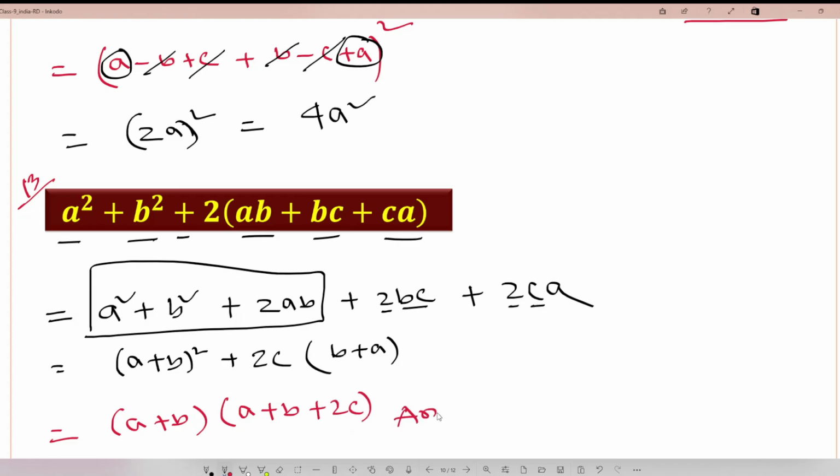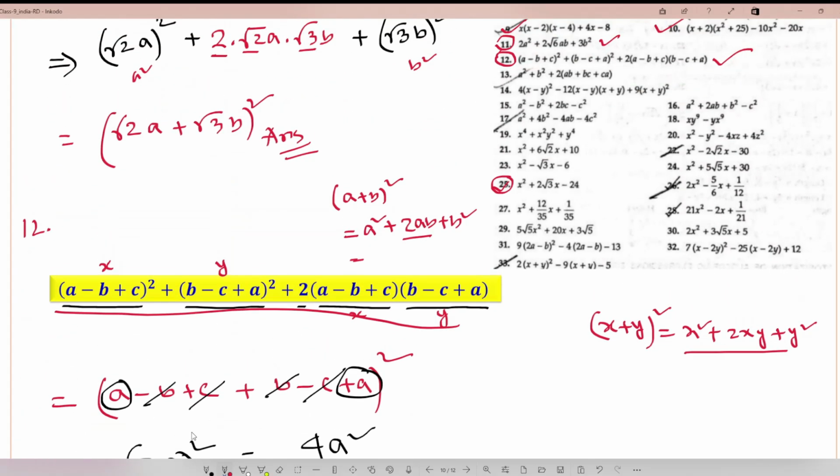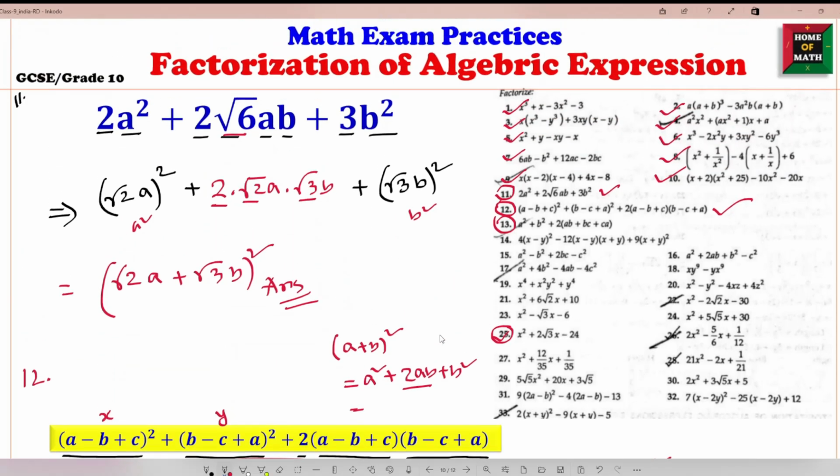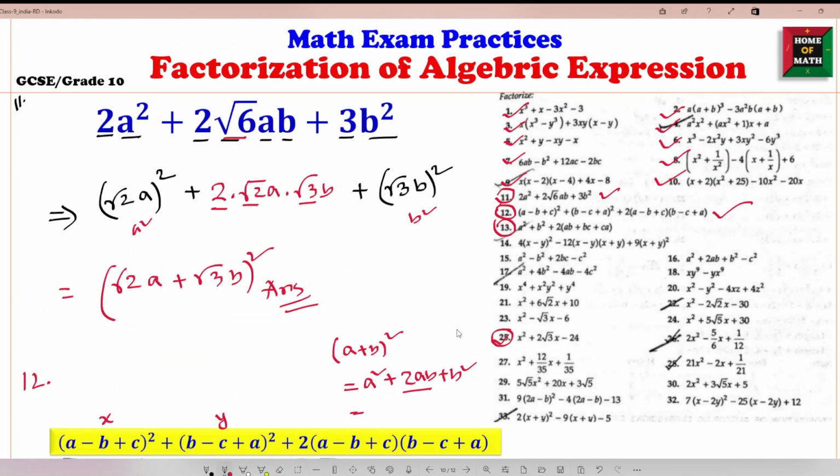This is our answer. In this video we are trying to solve very easy factorization, but for practice we have to do this. Without practice we cannot run long term. So no more today. This video is very important for GCSE, grade 10, GEE, and lots of international examinations.